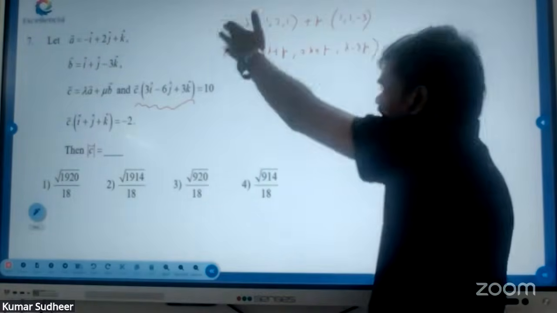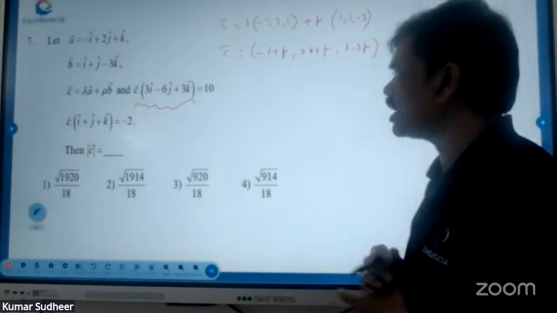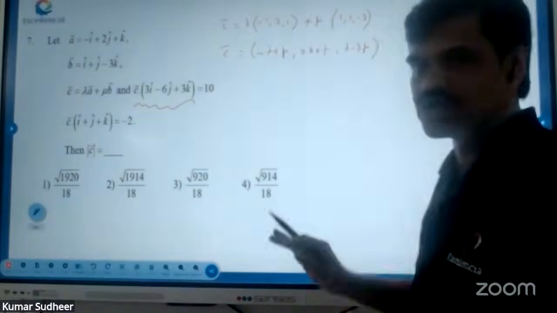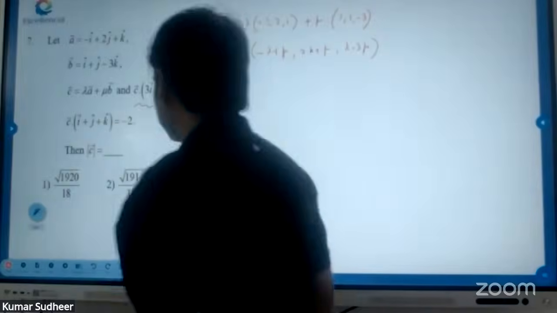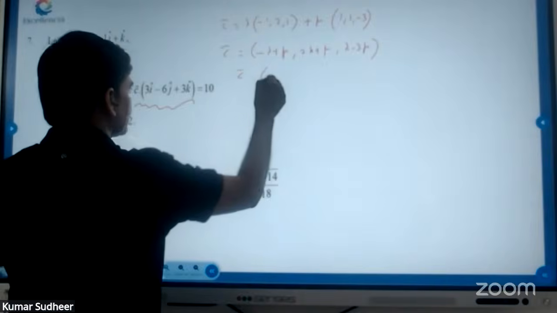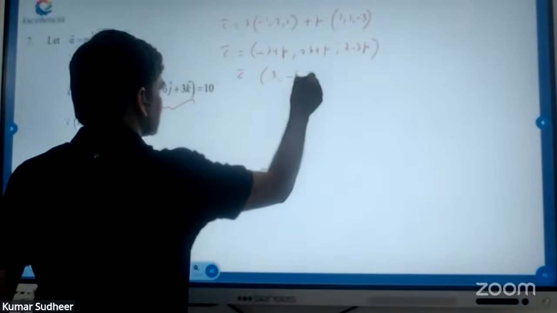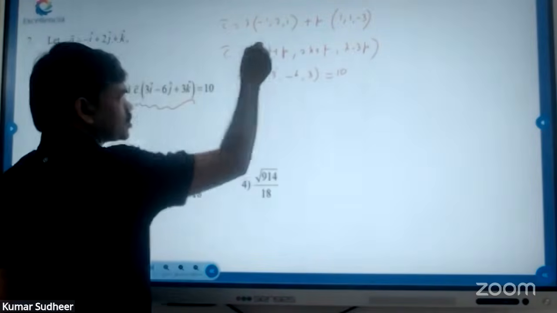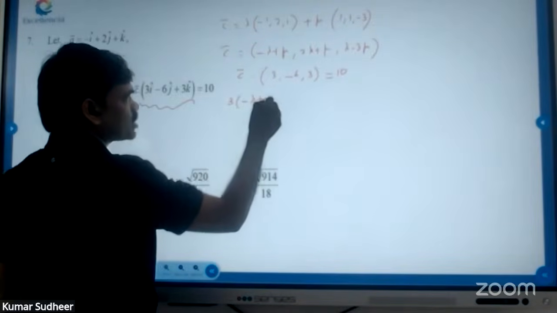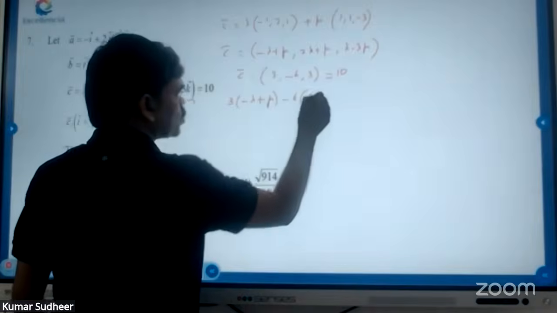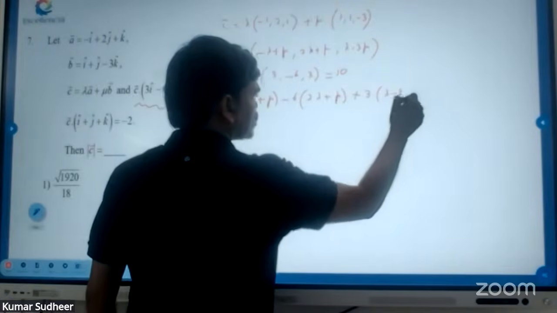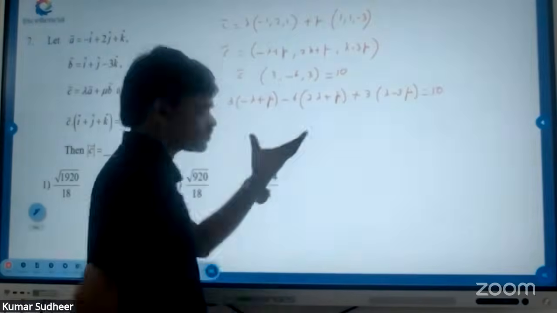Now we have to get these unknowns. Lambda and mu have to be found out. How to find out? For that only two dot products are given. So when you use the dot product, definitely you will get two equations. Solve those equations. So C bar dot, what is given here? 3, minus 6, 3. That is equal to 10. So if I substitute here, what do I get? 3 into minus lambda plus mu, minus 6 into 2 lambda plus mu, plus 3 into lambda minus 3 mu, that is equal to 10.